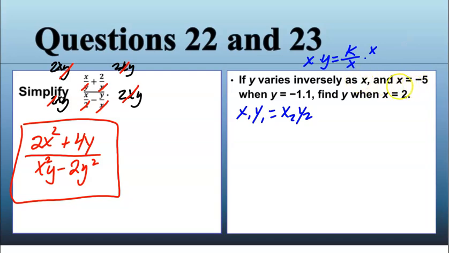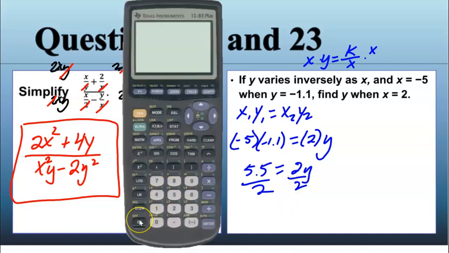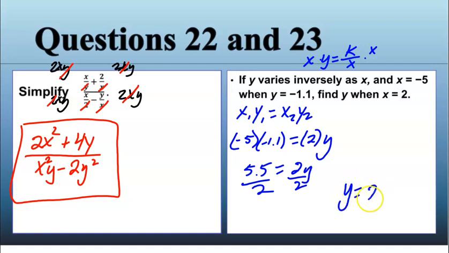So here, if x is -5 when y is -1.1, find out what y is when x is 2. So -5 times -1.1 is 5.5, equaling to y. If I divide everything by 2, grab our calculator again. We have 5.5, we're going to divide that by 2. That gives us 2.75. So y is going to equal 2.75.